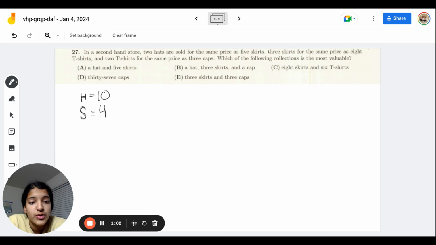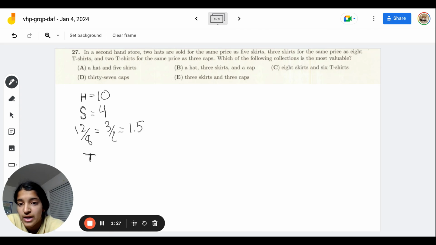And then 3 skirts are sold for the same price as 8 t-shirts. So if you have 3 skirts, you have $12, and you would have to divide that by 8. So if you did 12 divided by 8, you could simplify that by 4. And then you get 3 divided by 2, which is the same as 1.5. So t-shirts, I'm going to put that as a T, is equal to $1.5.